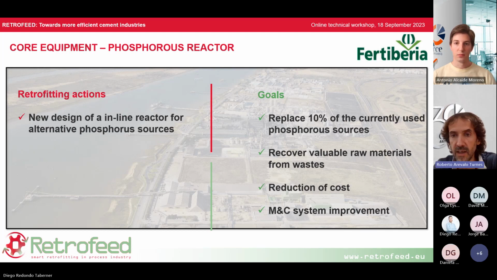And finally, in the agrochemical sector, in Fertiberia, the retrofitting is not yet completed. It will be completed in the next months, but we have completed all the models, the simulations, and we have run some scenarios that indicate that the results will be very good.